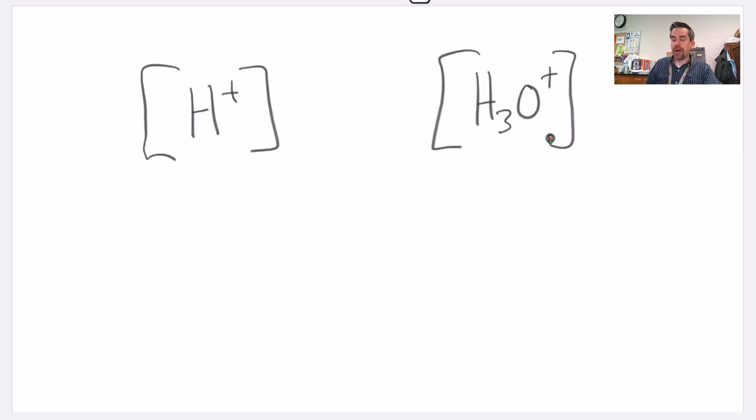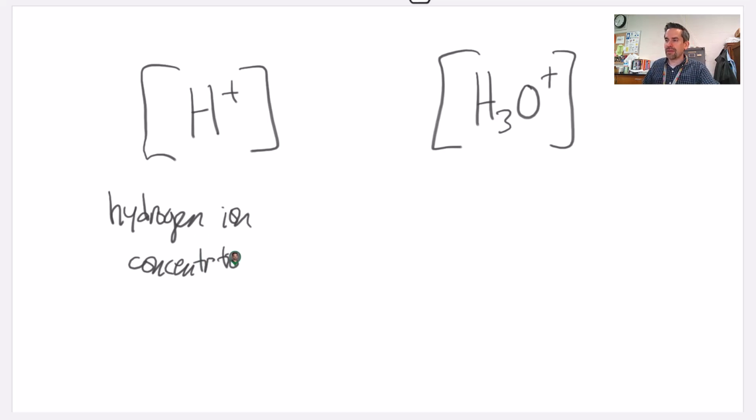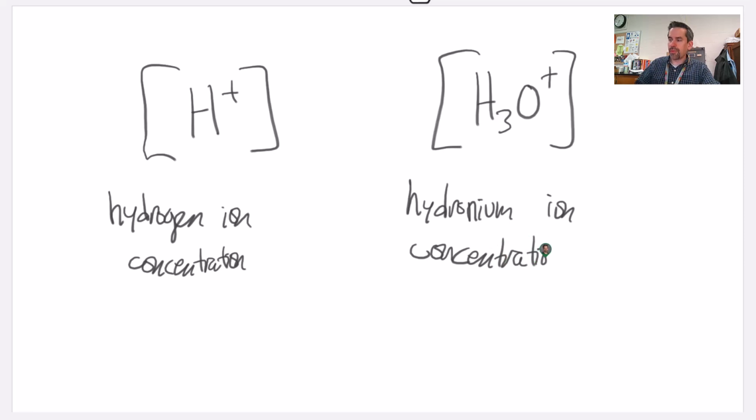So this H plus with brackets means hydrogen ion concentration. It's not a Lewis diagram of the ion. This means the hydrogen ion concentration. Another one means hydronium ion. And for our purposes, they mean the same thing. You will see questions refer to both of these, and they do mean the exact same thing.